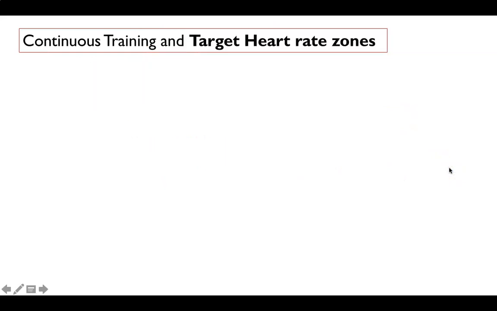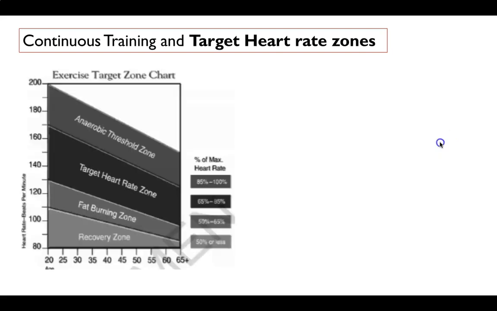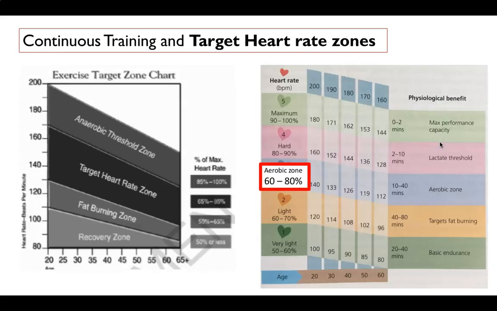Okay, so moving on to continuous training and target heart rate zones. Target heart rate zones are specifically zones we choose to target certain parts of what we want to improve. On the left is a graph that's been used in a specimen paper. So you've got recovery zone, fat burning zone, target heart rate zone, and aerobic threshold zone. The aerobic zone is known as our target heart rate zone, and our aerobic zone, as we know, is 60 to 80% of heart rate max. So this zone here is between 60 and 80% of heart rate max.